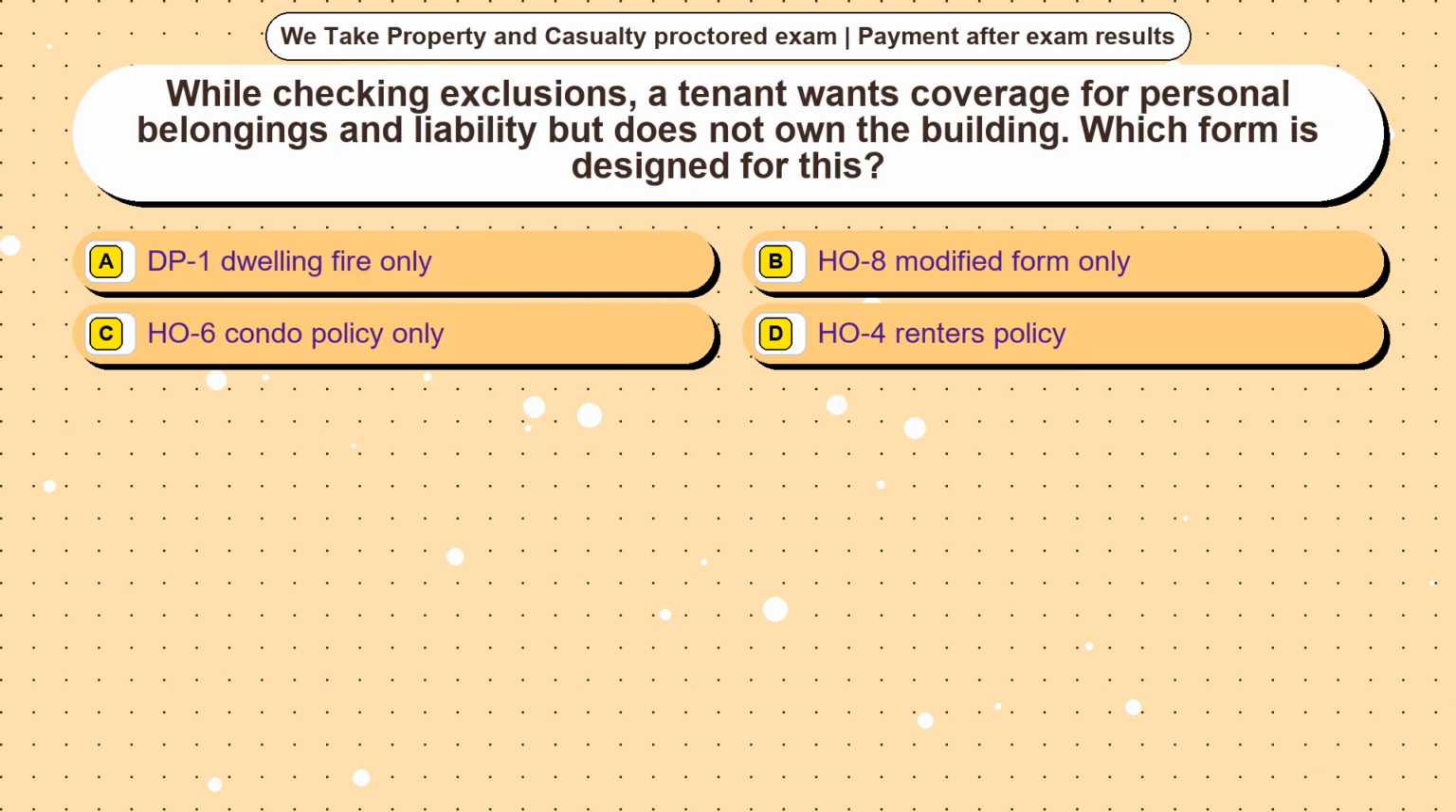Question 9. While checking exclusions, a tenant wants coverage for personal belongings and liability but does not own the building. Which form is designed for this? Option A, DP1 dwelling fire only.